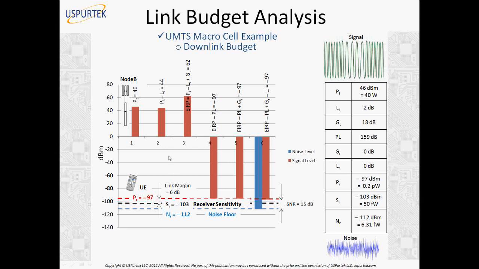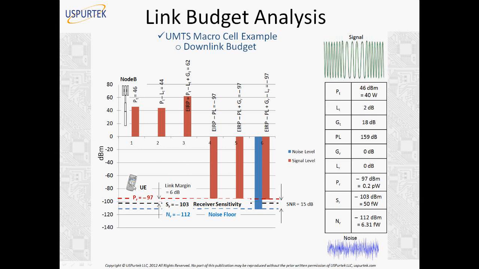Now the other solution would be to increase the power of the node B from 40 watts to 60 watts, let's say, or 80 watts, and then do the calculation again and see whether we get a better link margin or not. If not, then of course it may not be cost effective, it may not be practical, it may not be possible technologically or whatever, right? But that is how we do the analysis.